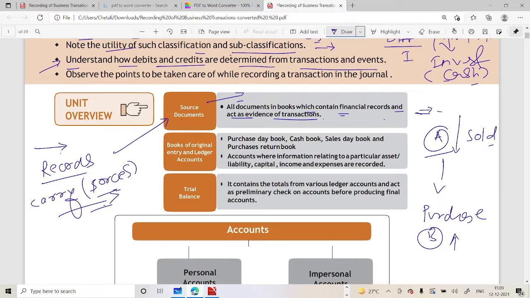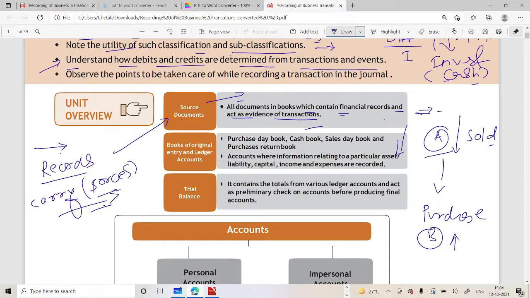This is a part of it: we prepare records and then we post or transfer all the balances to the different accounts: purchase day book, cash book, sales day book, purchase return book, accounts where information relating to a particular asset, liability, capital, expenses, and all the things that we record to the respective accounts.